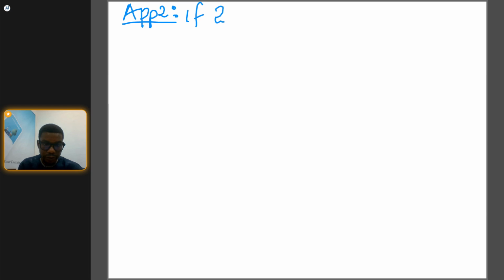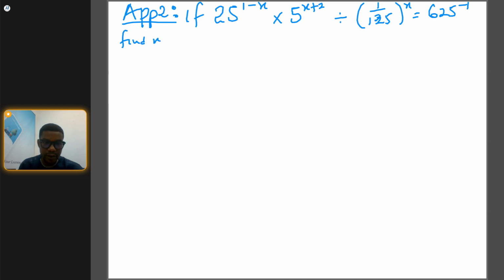If 25 raised to power 1 minus x times 5 raised to power x plus 2, divided by 1 over 125 raised to power x, is equal to 625 raised to power minus 1. We are asked to find x. This is also a UTME question. That is 2005 UTME. Okay, so let's solve this quickly.